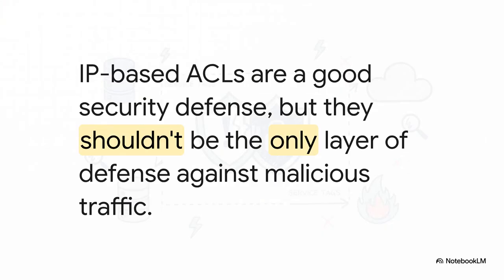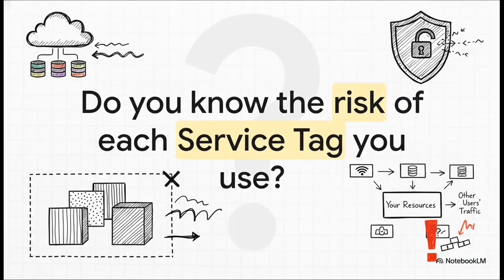This is the big takeaway here. An IP address is like the return address on an envelope. It tells you where the letter was sent from, but it doesn't prove who actually wrote it. And relying only on that return address, well, it's just not enough. And here is a really critical question you've got to ask yourself. When you use a service tag, let's say for a big service that lots of people use, you might be allowing traffic not just from your stuff on that service, but from other customers of that exact same service. Really understanding what each tag allows is key to knowing your real risk.